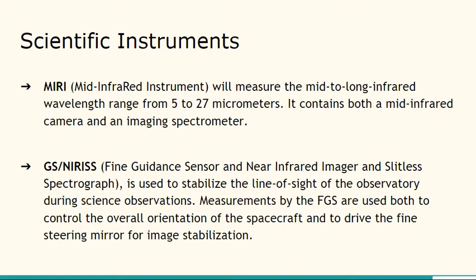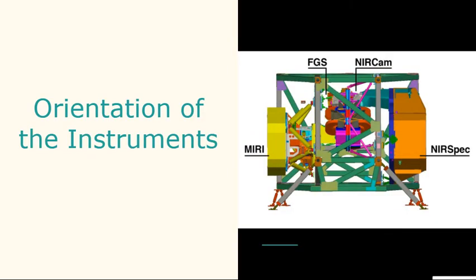It also includes an imaging spectrometer. And the last instrument is the NIRISS, near-infrared imager, which is a kind of stability system that enables us to keep the sensor in the line of sight of the observation point, even if the instrument moves here and there. So this is how all the instruments are accommodated on board of the telescope.